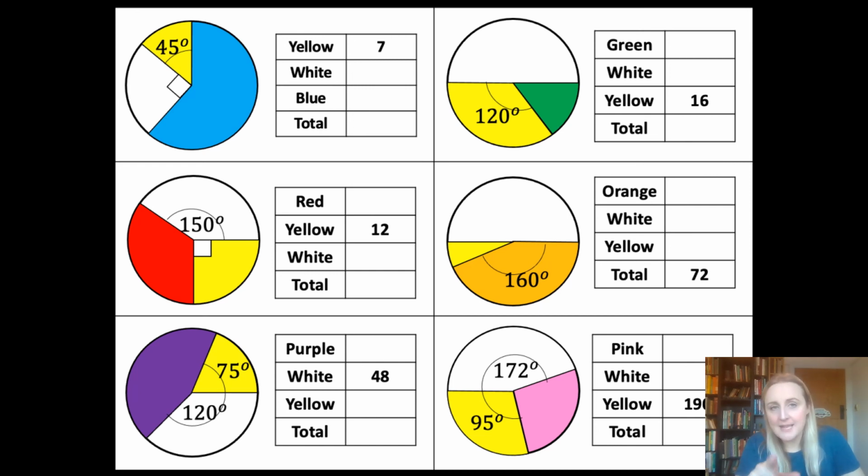Just to show you that there's a second part to that same activity. For example, if yellow on that first one represents 7, so we have 45 degrees representing 7, what's white? Well, it's double. And what's blue? Well, blue we'll have to work out, we'll have to reason what the rest of the angles are in equivalent. So it's a really, really lovely activity, and I really recommend using this one. This is, I think, my favourite pie chart activity.